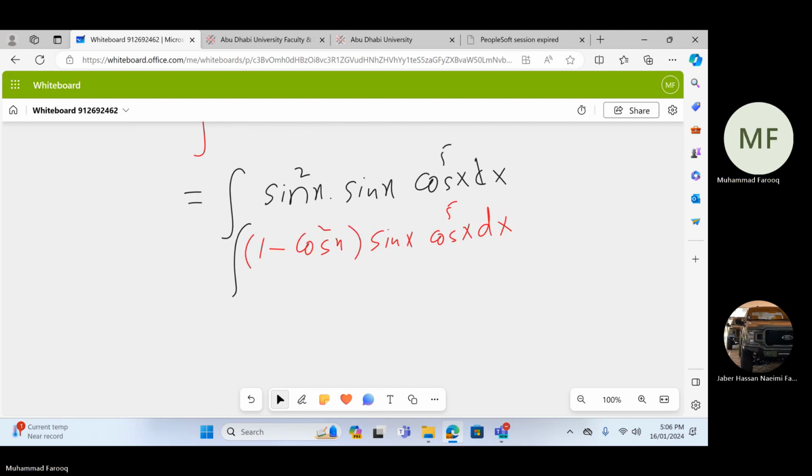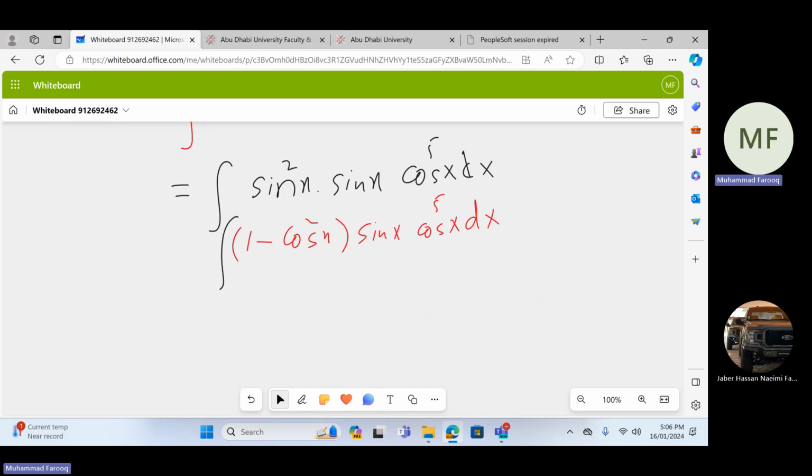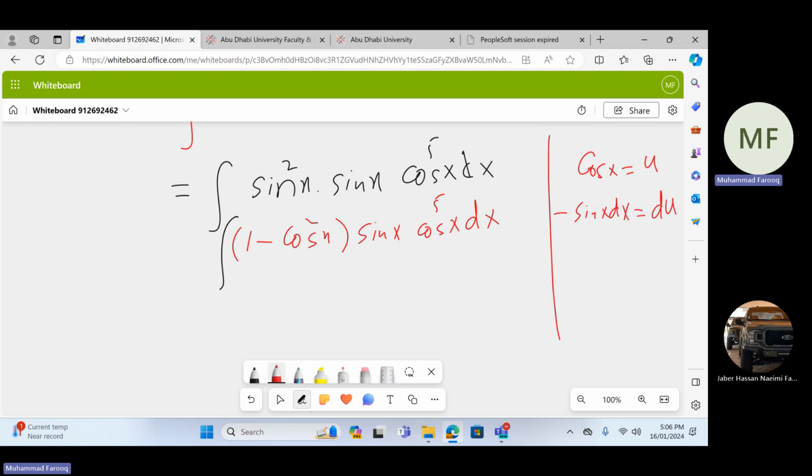Okay? What is the next step after using the identity? Take cosine as u. And of course, minus sin x dx is equal to du. Transfer this minus sign here, and make it sin x dx. So in your calculation, I have the negative sign.